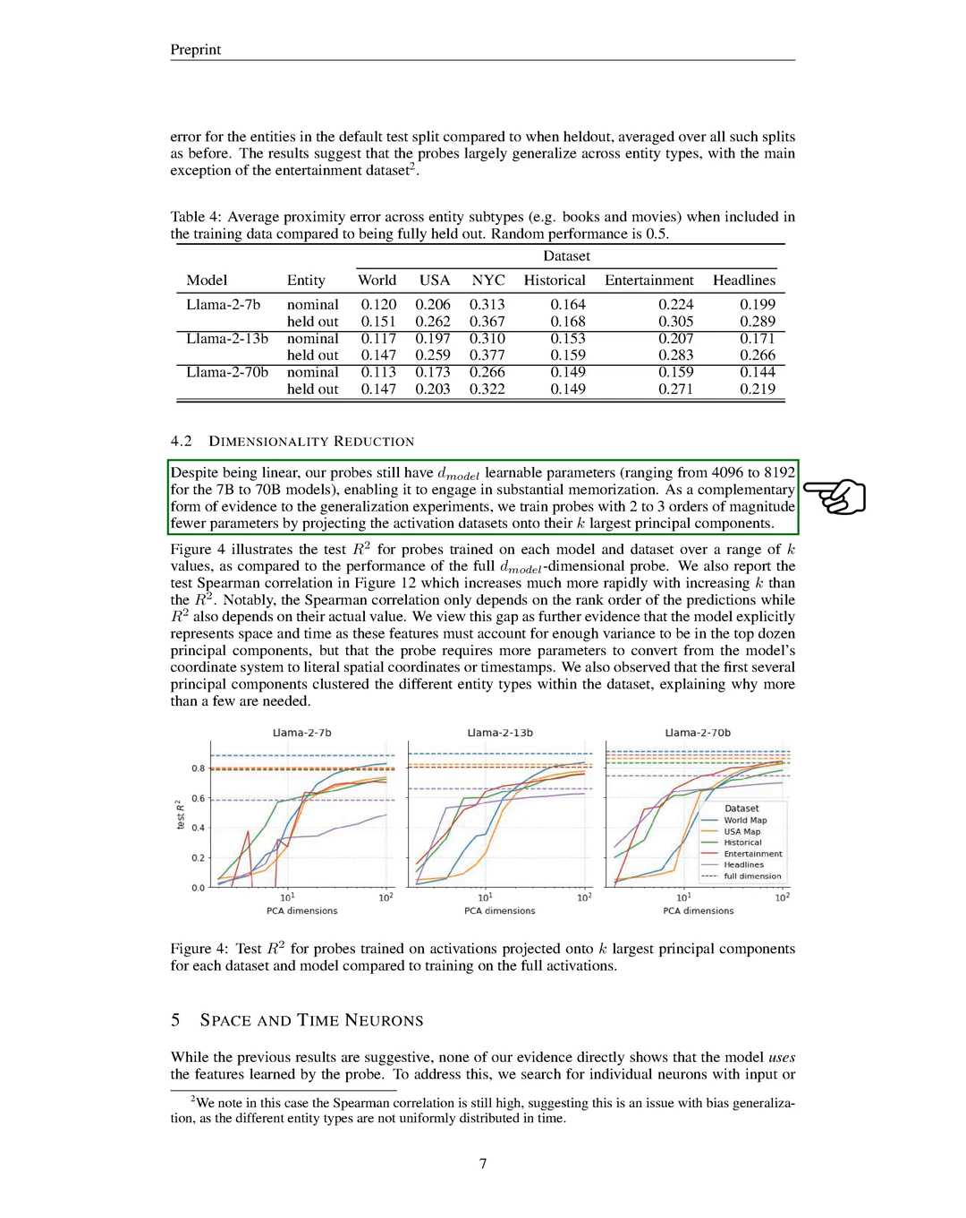Despite being linear, our probes still have a large number of learnable parameters, allowing them to memorize a lot of information. As additional evidence, we train probes with significantly fewer parameters by projecting the activation datasets onto their largest principal components. The test results for probes trained on each model and dataset over a range of values show that the Spearman correlation increases much more rapidly with increasing values than the R-squared value. This suggests that the model explicitly represents space and time, as these features must account for enough variance to be in the top dozen principal components.